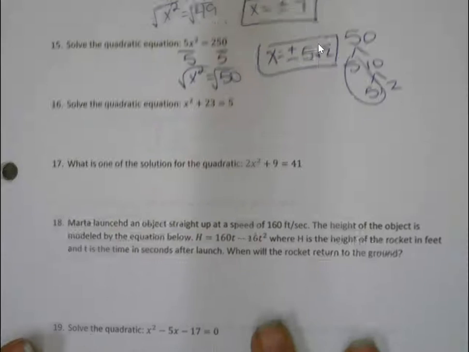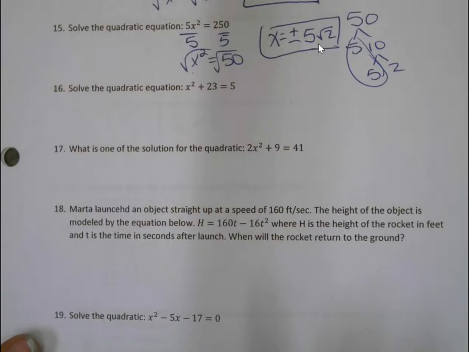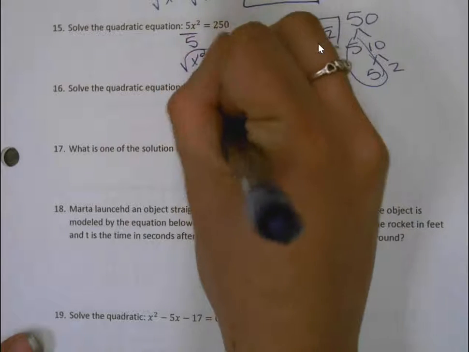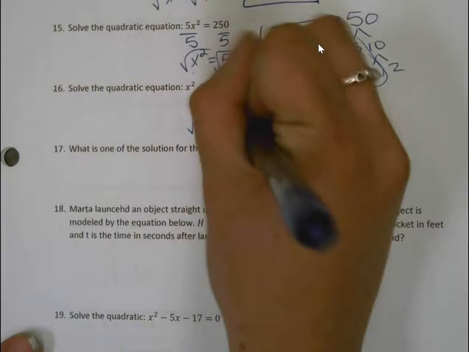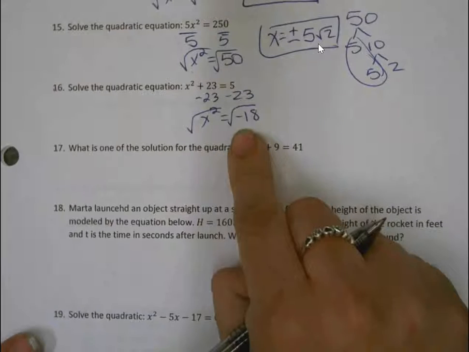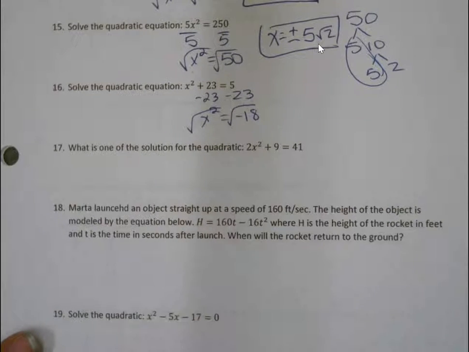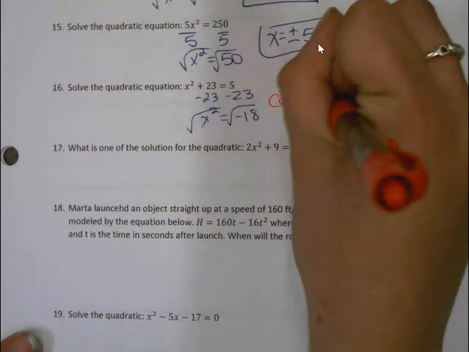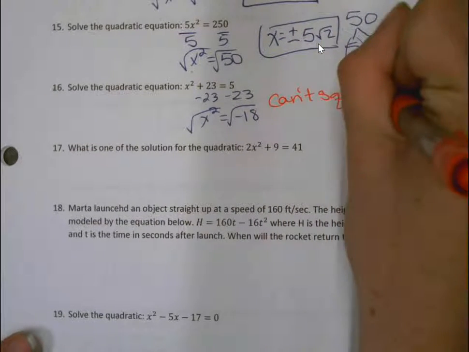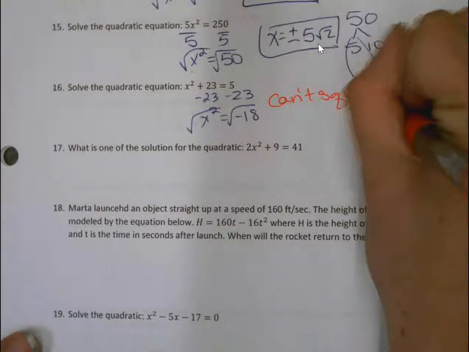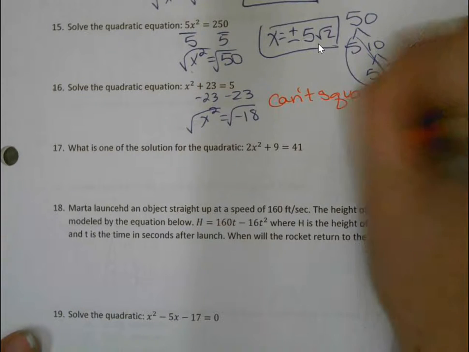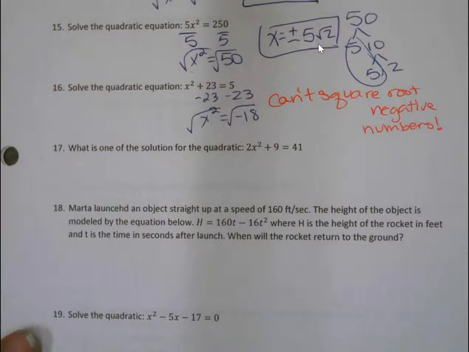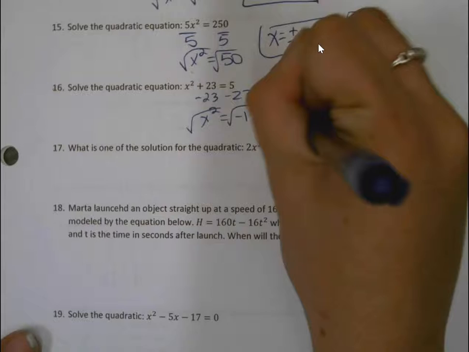Okay. 16 is solving the quadratic equation. I'm going to subtract 23 on both sides. X squared equals -18. I try and take the square root, except this time I have the square root of a negative number. I cannot take the square root of negative numbers. So my answer here is going to be no real solution.